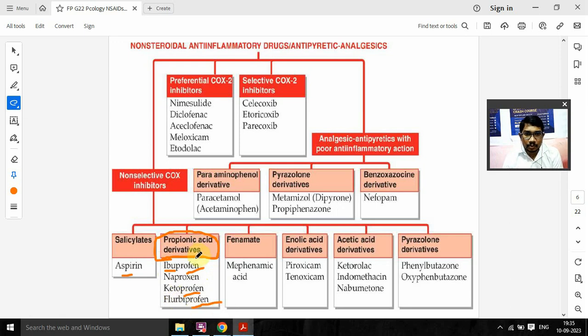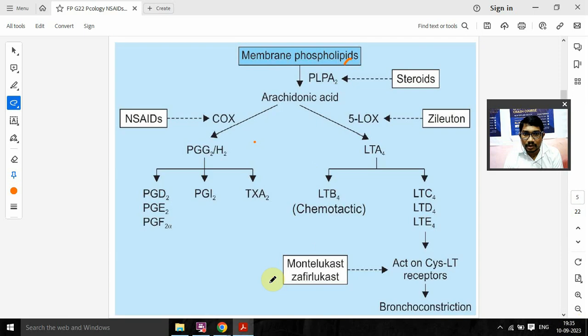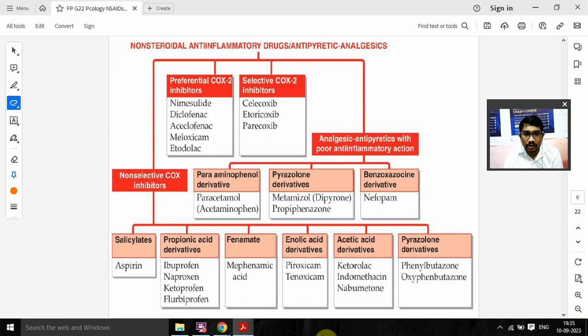So these are the propanic acid derivatives. Profen आएगा, fen and profen. So ibuprofen, naproxen, ketoprofen, flurbiprofen. So out of that, flurbiprofen is known as an ocular anti-inflammatory. इसको ocular anti-inflammatory drug बोलते हैं because it is used for its ocular anti-inflammatory effect. इसके ऊपर भी क्वेश्चन एक बार आ चुका है. Flurbiprofen is known as an ocular anti-inflammatory.